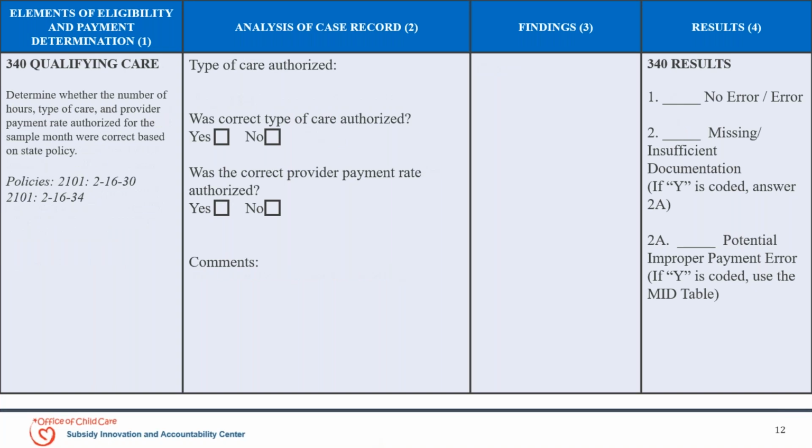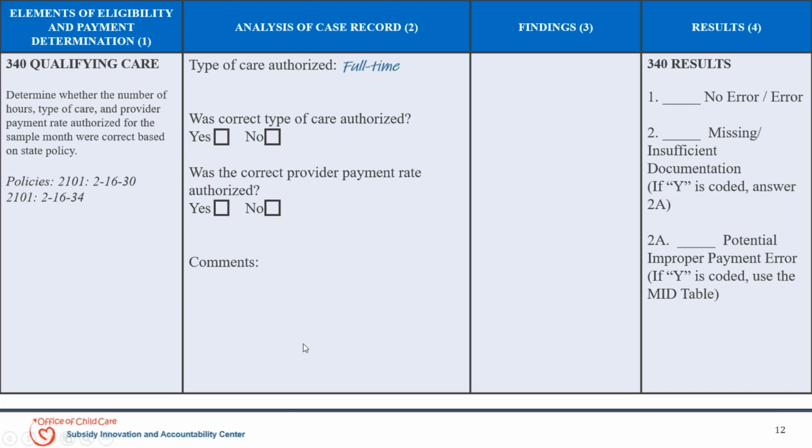All right, so moving on to element 340. In this element, we look at the type of care that was authorized, whether it was the correct type of care, and whether the correct provider payment rate was authorized. So just a little note here, if you've been involved with these reviews before, the provider payment rate used to be included in element 400. We've moved it to 340. We thought it made more sense here. So that's just something to keep in mind.